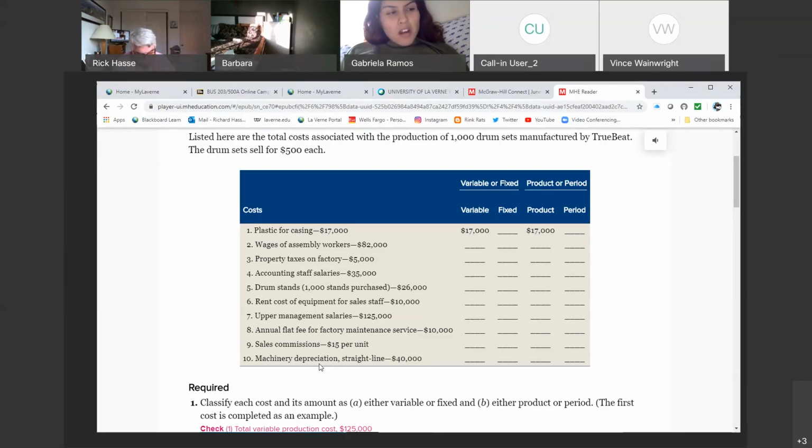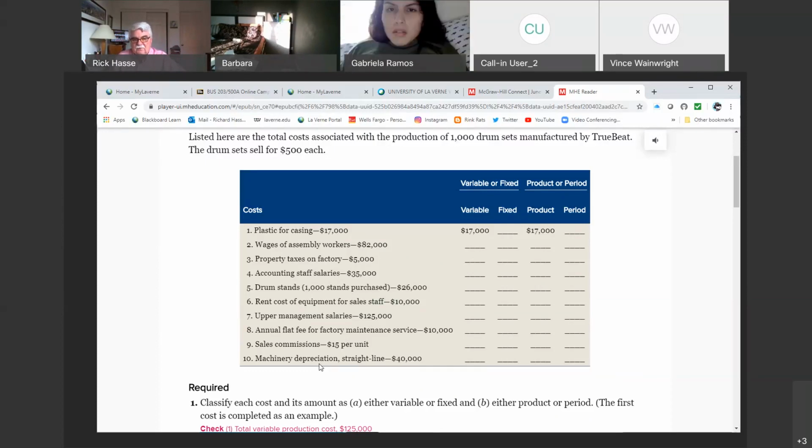Will it be a fixed cost because it's overhead? Well, it is overhead, but it's definitely a fixed cost because it says it's a flat fee. It doesn't change, so it's fixed cost. Very good. So it's for factory maintenance. Is that a product or a period cost? It would be a product cost because it's on the factory where you produce your product. Got it. Okay. Very good.